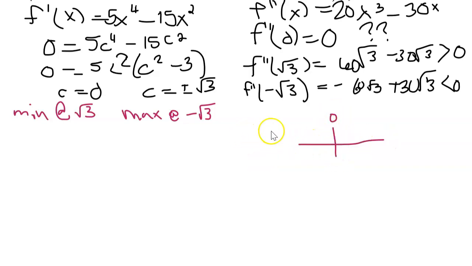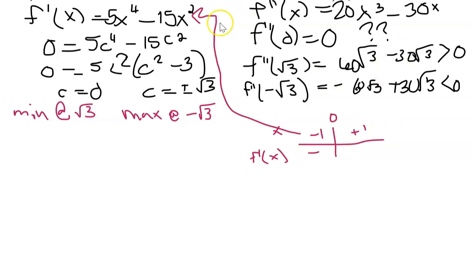Here's 0. A number to the left of 0 is negative 1. A number to the right of 0 is positive 1. And we're going to tell, using our first derivative, whether the function is increasing or decreasing to try to decide. So if I plug in negative 1 into my first derivative, I am going to get 5 minus 15, which is negative. If I plug in positive 1, I'm going to get 5 minus 15, which is negative, and thus this is neither a maximum nor a minimum.